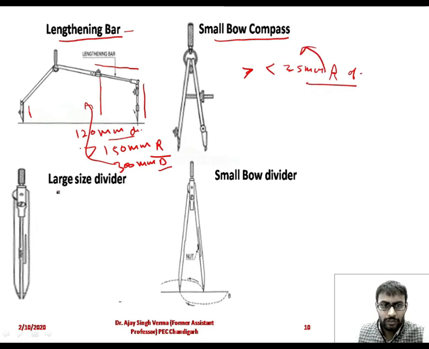Next, your drawing instrument is the large size divider. And what is the basic fundamental of the large size divider? You can see at the bottom of these two large size dividers, they have two needles. It means that the pencil is not inserted in this, so this divider is used to divide a line into a particular length. Its use is to divide a curved or straight line.